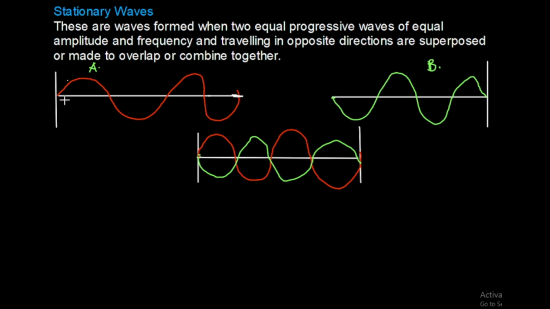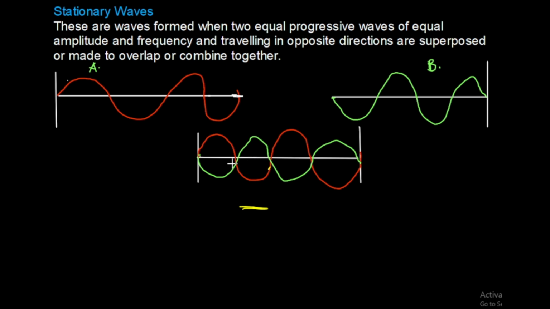Now in the combination, we have the crest of this combining with the trough of this. So this is what we have here. And then we have the trough of this combining with the crest of this. So this is what we have there. The crest of this combining with the trough here, giving us this. Trough of this combining with the crest here, giving us this. So this is our stationary wave.